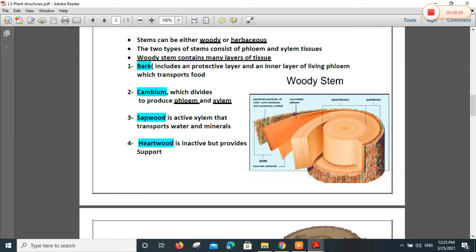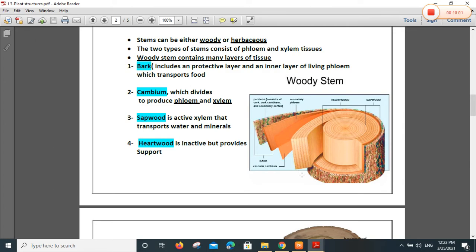Okay, so the bark is the brown or black outer layer. This is called the protective layer, and at the same time there is an inner layer of phloem. The phloem is the second layer, so it is the inner layer, and the bark acts as an outer layer to it.